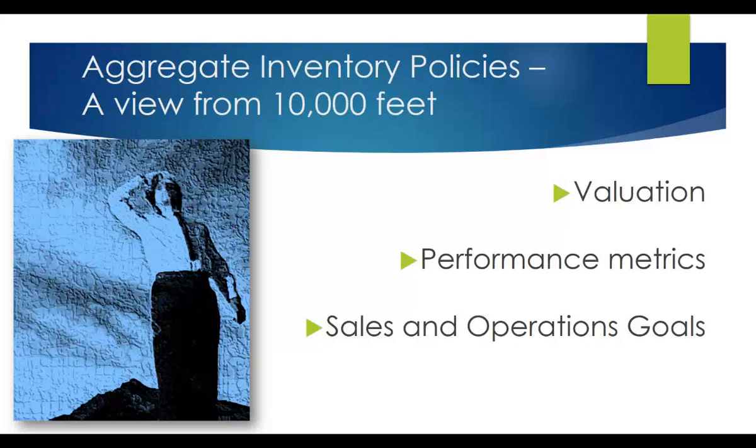On the performance metric side of things, if it's not initiated at the top of the organization, at least the goals in the supply chain group need to be aligned with the corporation's total performance expectations. Today, while we're focusing on the details, we're also going to address some of the touch points between those details and the aggregate policies, including sales and operations goals, which I'll talk to next.